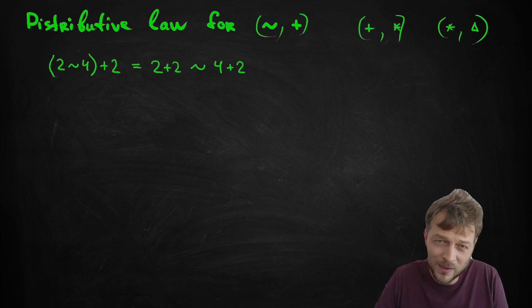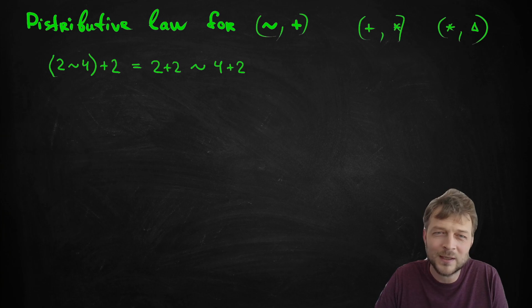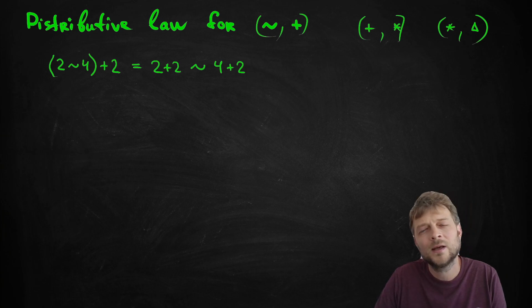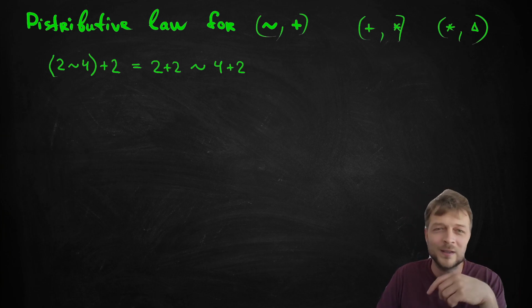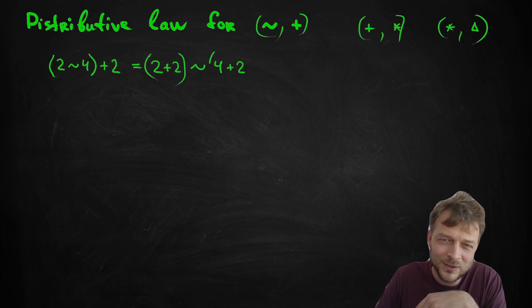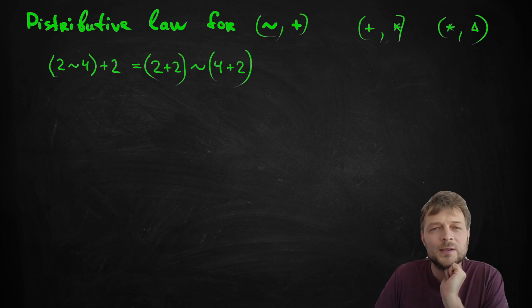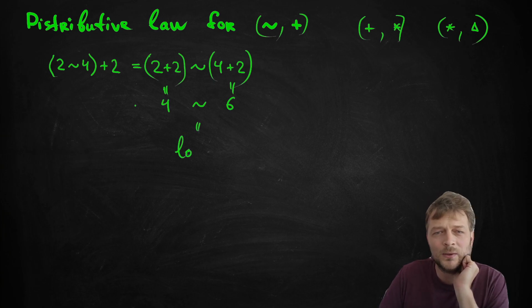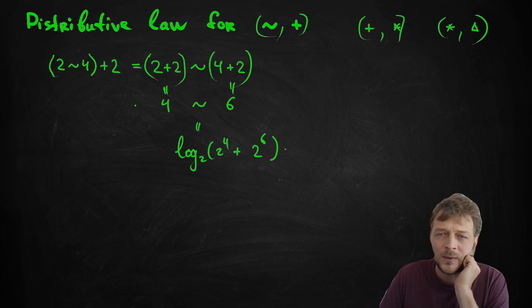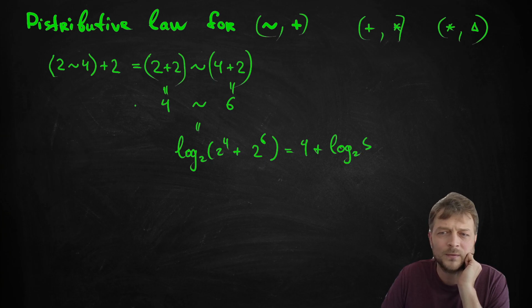I want to remind you that plus here is a stronger operation than tilde, so we don't need parentheses here, but I put them. So let's compute what this equals. 4, this equals 6, this is equal to log 2, 2 to the power 4 plus 2 to the power 6, and we can compute that this is equal to 4 plus log 2 5.